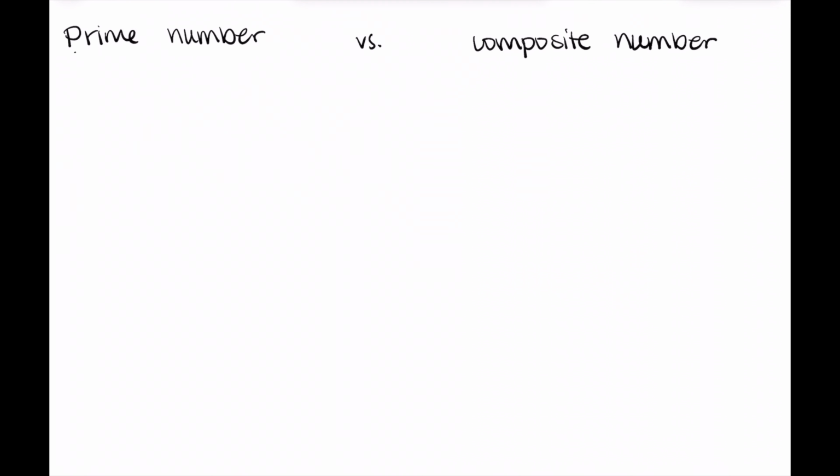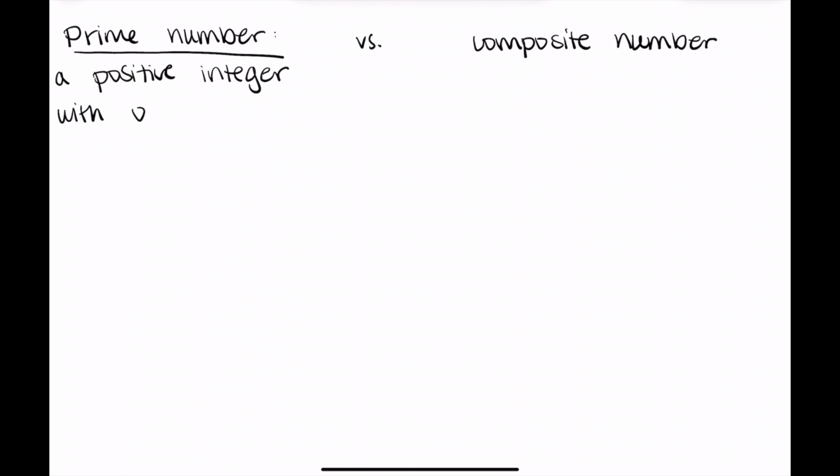So to start off, we're going to start with our first lesson objective, and we're going to go over the difference between prime and composite numbers. The way we're going to do that is we're going to first define each of them and then compare them as well with some examples.